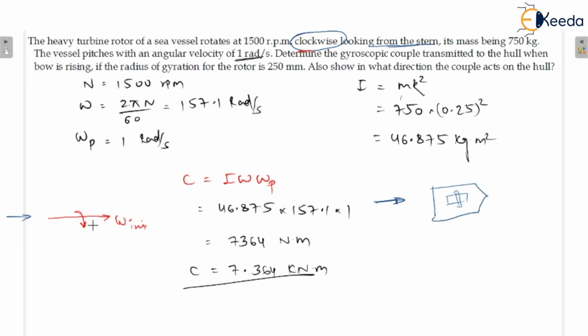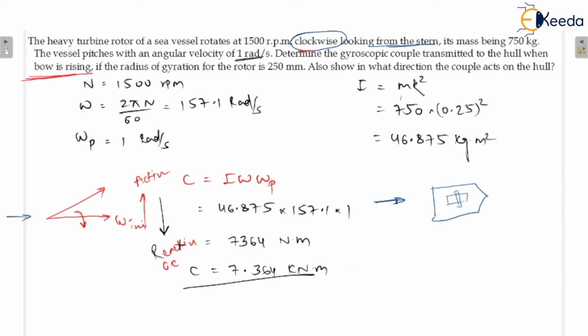In the question it is given that the bow is rising. If the bow is rising, the active gyroscopic couple would be in that direction. You can use the right hand thumb rule to get the direction of the reactive gyroscopic couple. That means the active gyroscopic couple would be in that direction, and the reactive gyroscopic couple in the opposite direction. That means we have rotated the ship in that direction.